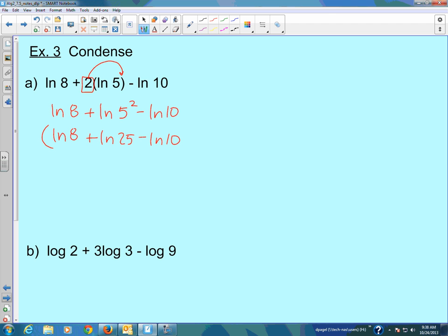Then I'm looking here at the first 2, which is addition, so that becomes product. That's a natural log of an 8 times a 25, which is 200, minus the natural log of 10. So we're just multiplying these 2 together, which produces that. And then I've got quotient. So natural log of 200 over 10, finally giving me the natural log of 20.